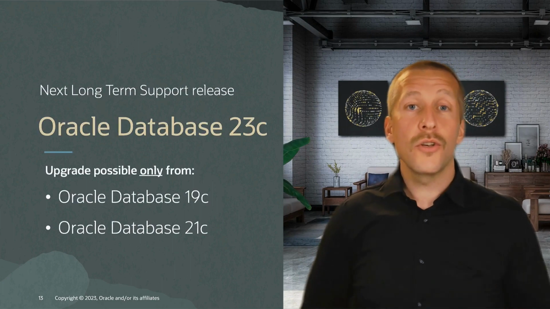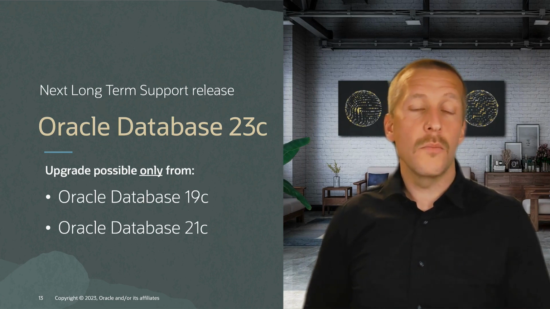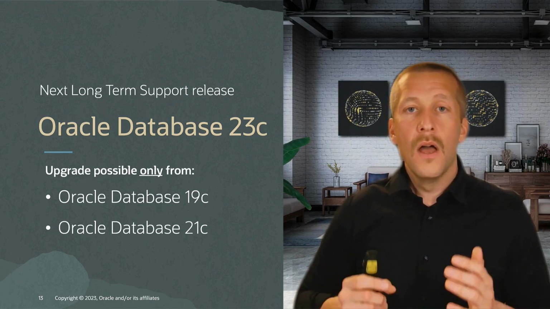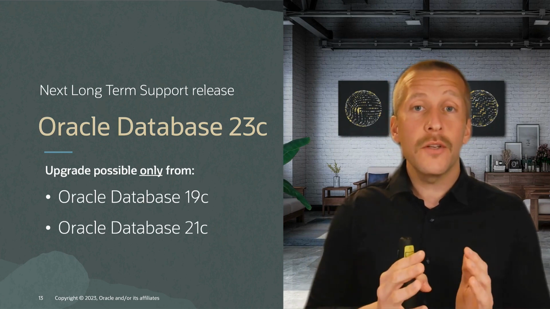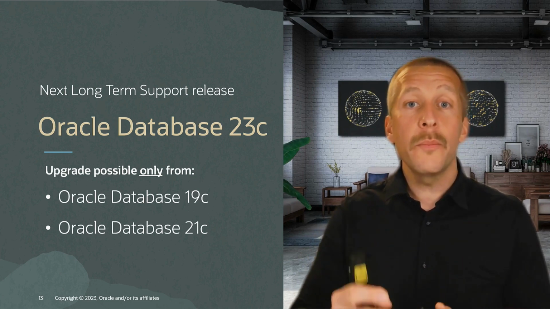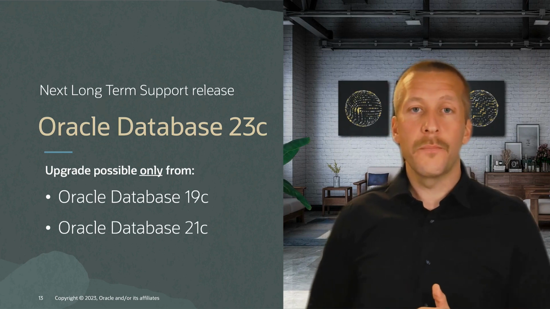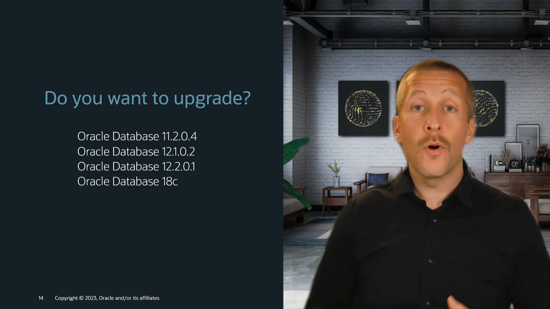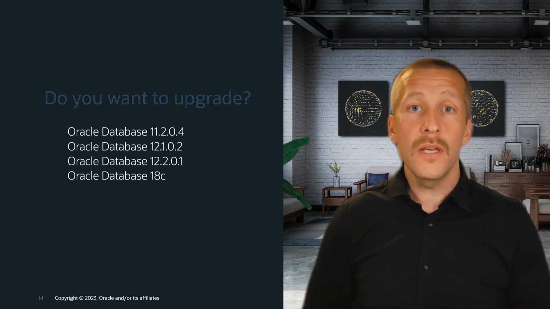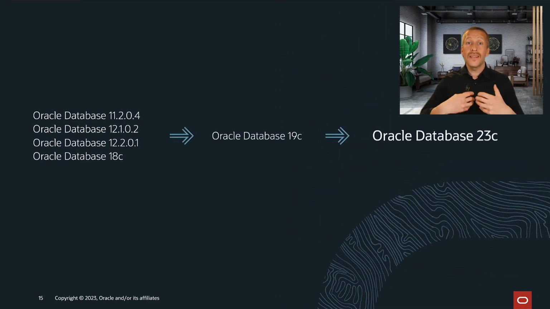The next long-term support release will be Oracle Database 23c, the next release that comes out. When you need to plan your upgrade to 23c, you should know that direct upgrade to that release will only be possible from Oracle Database 19c and 21c. So if you have one of those older databases and you want to upgrade them to 23c, you have to go via Oracle Database 19c. You have to do that as an intermediate upgrade.